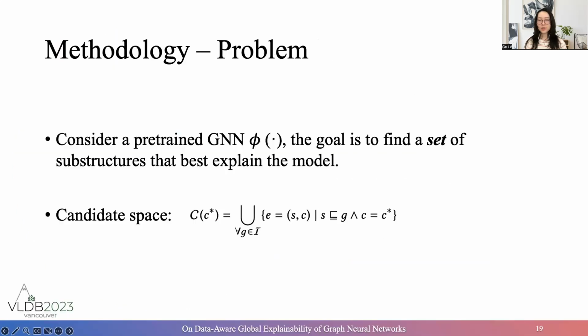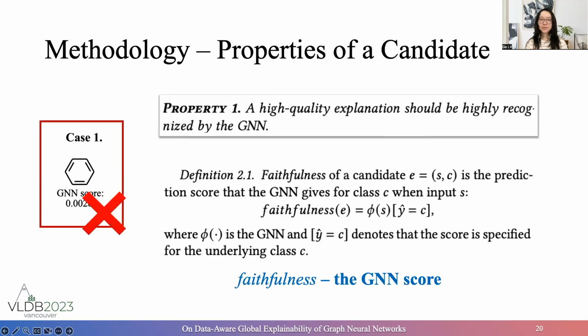Moving to the methodology part. A global explainer aims to find a set of substructures that best explain the model, and we consider the candidate space of subgraphs mined from the training data of the GNN. For the sake of guiding the optimization, we first conclude the properties that global explanations should preserve based on our observation, then further design metrics to evaluate the candidates.